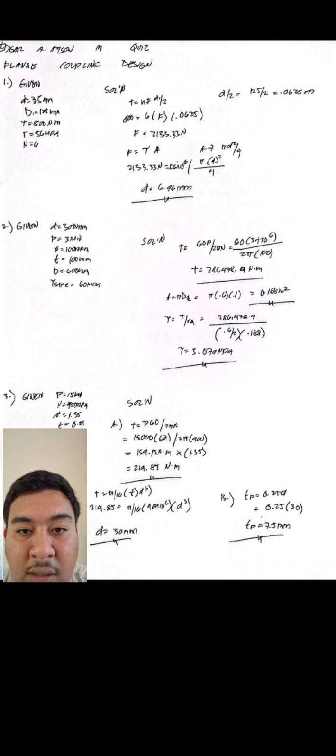Then last, we calculate the thickness of the protective flange using the standard proportion. So we have 0.25 times the diameter of the shaft, which is 30. So we just multiply it, then we can get the value of 7.5 mm. So the required shaft diameter is 30 mm and the protective flange thickness is 7.5 mm. So that's all.